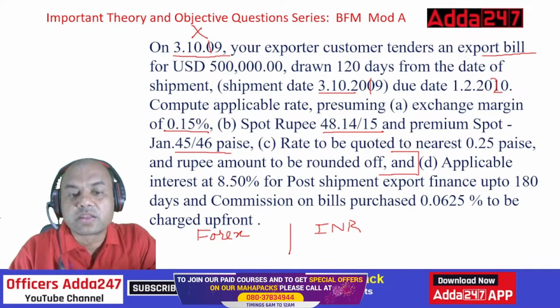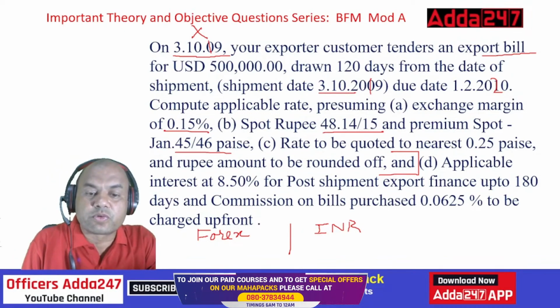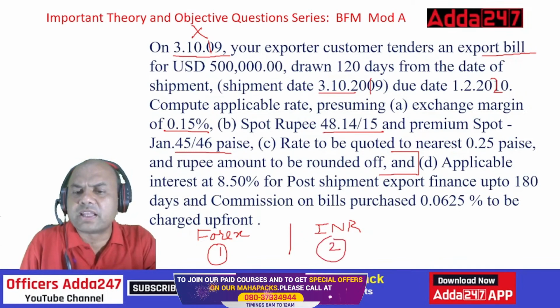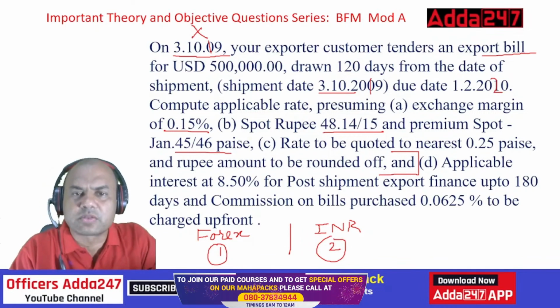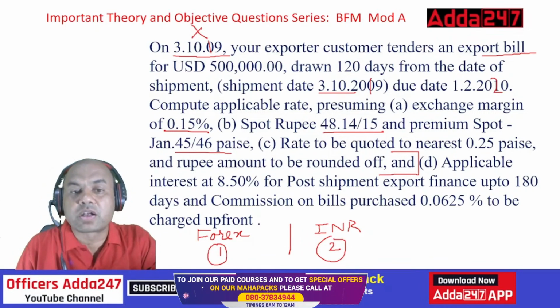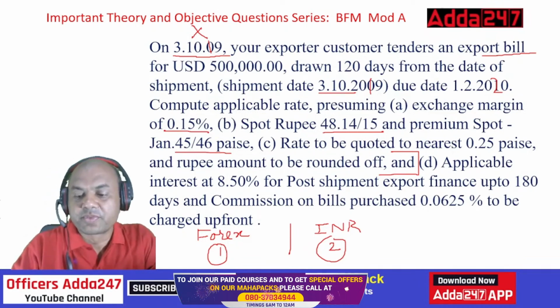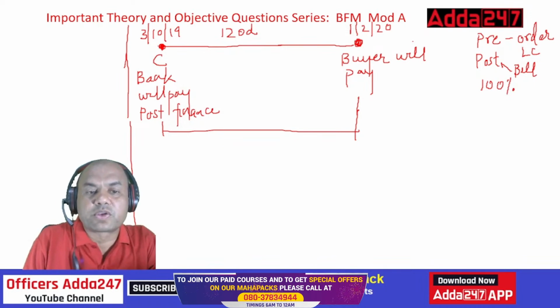Clear? Now let's solve this further. So first we'll solve this forex part, and the INR part we'll solve second, because the INR part is simple. It's just a normal loan and that rate of interest is to be calculated. But the forex part is important. How much amount is to be given? What is the rate to be given? That is important. So let's solve that first.